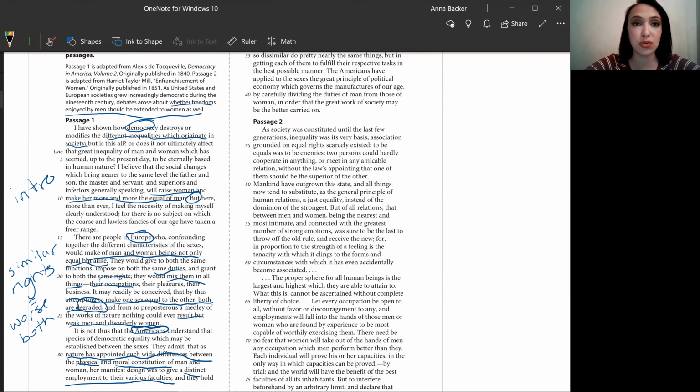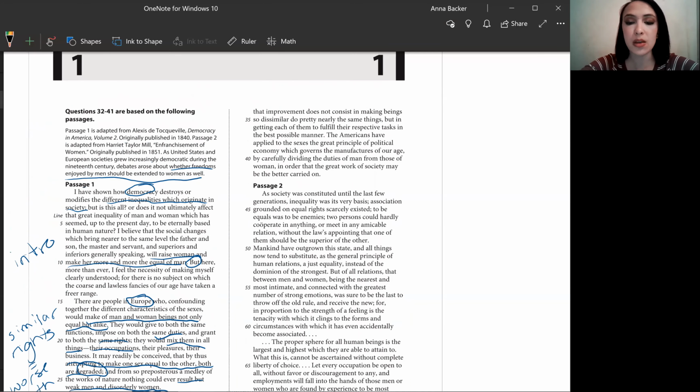So the things that they can do are very different based on nature. If we keep reading, we can see that improvement does not consist in making beings so dissimilar do pretty nearly the same things. So we would not be improving society if we make people do the same things. But, again, we see this word but, in getting each of them to fulfill their respective tasks in the best possible manner. So, this author is clearly saying that man and woman should just do the things that they are good at, because that is going to give us the most improvement.